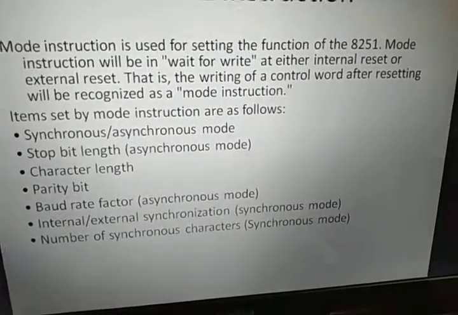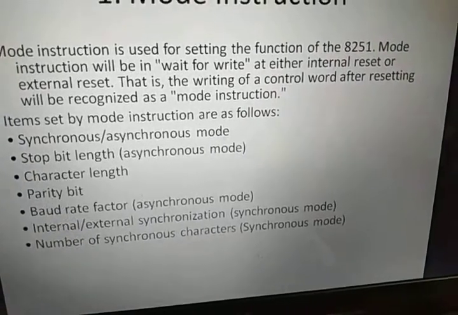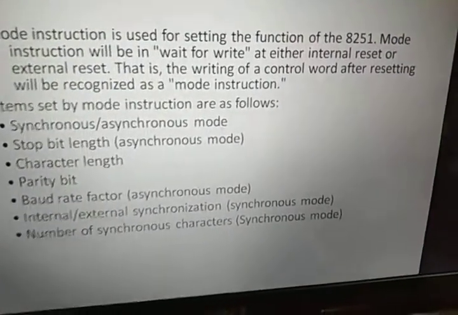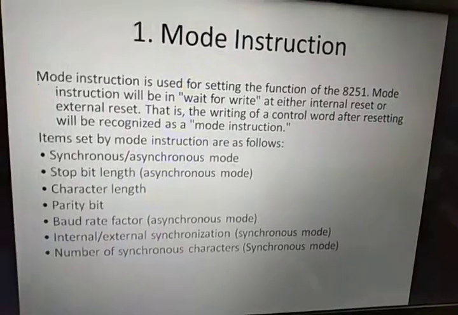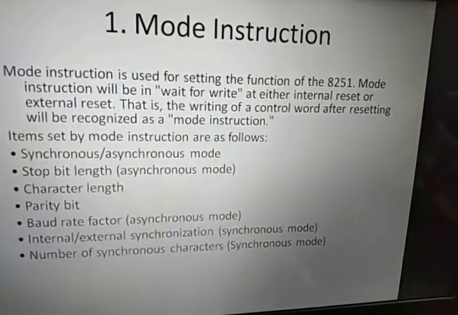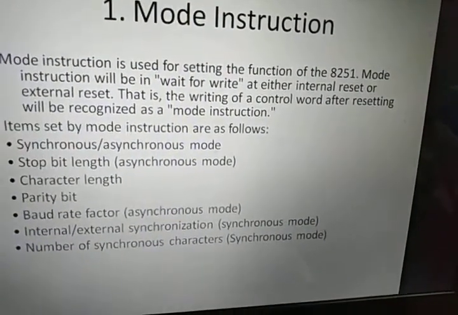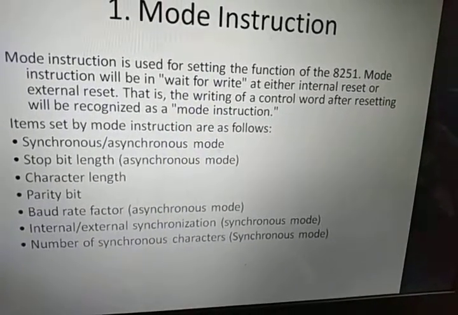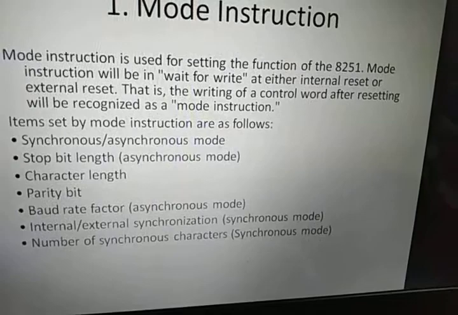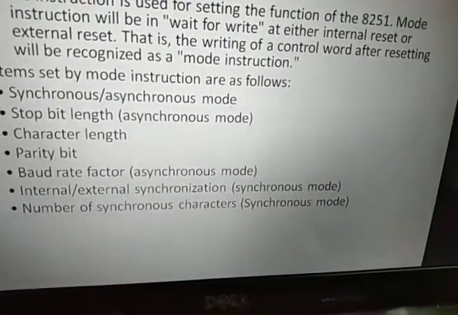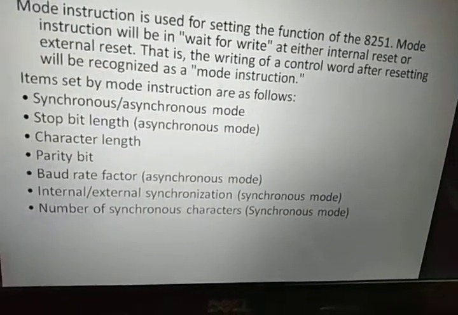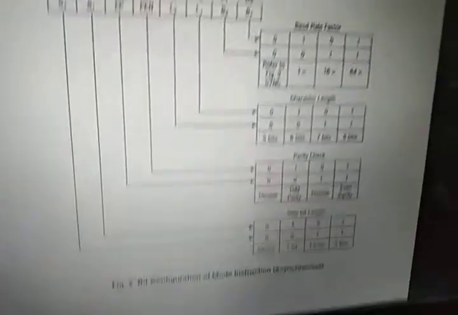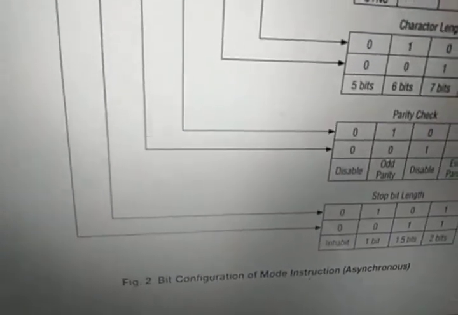The items of the mode instruction will be, it is going to set either synchronous or asynchronous mode. There will be two modes of operation for 8251, synchronous or asynchronous, and stop bit length, character length, parity bit, baud rate factors, internal or external synchronization, and the number of synchronous characters if it is synchronous mode. And this is the command word format for the instruction for asynchronous mode.